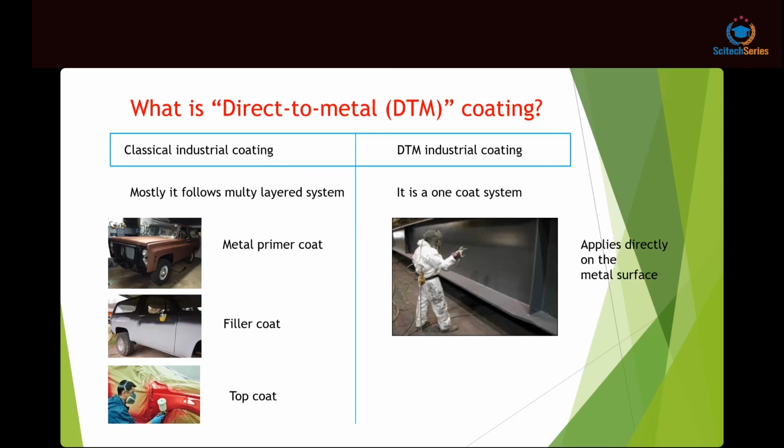That means the metal primer is sprayed on top of the bare metal. After that, on top of the primer, we have to apply a filler coat. On top of the filler, we apply a top coat, the final coat, which gives the aesthetic appearance of the vehicle. But with direct to metal, we don't need any primer coat. Directly, we can apply the paint on top of the bare metal. That is direct-to-metal industrial coating.